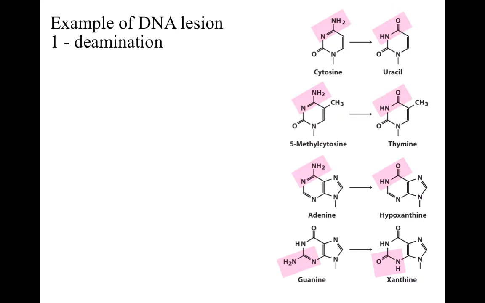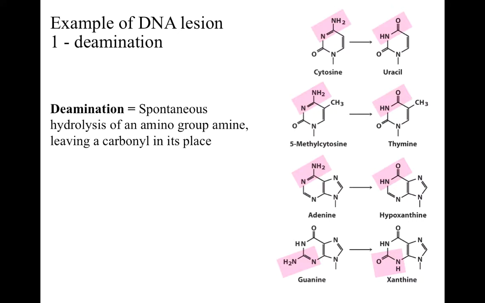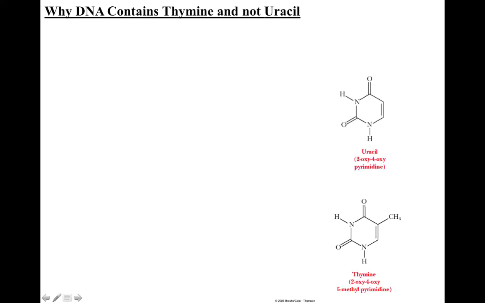One example of a DNA lesion is deamination, and this is the process in which there can be spontaneous hydrolysis of an amino group on the amine of a base, and when this happens, this leaves a carbonyl in its place. So for example, if we look on the top right part of this figure, we can see cytosine. It has an amino group on it. It can become deaminated, and when it does so, it becomes a uracil.